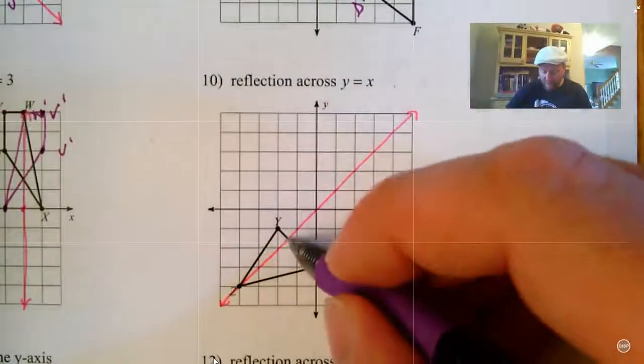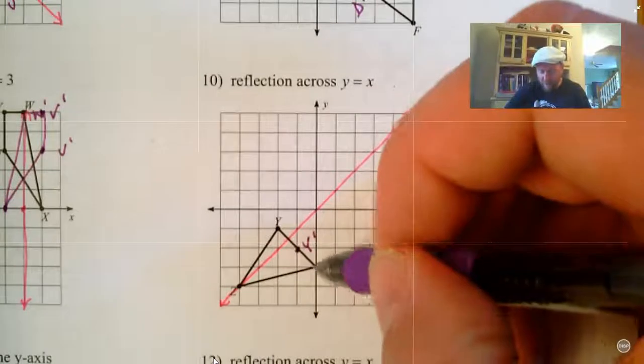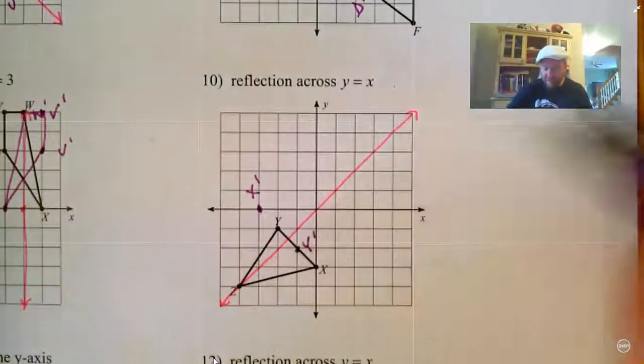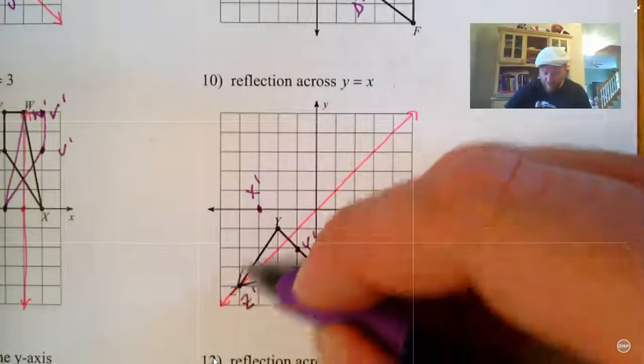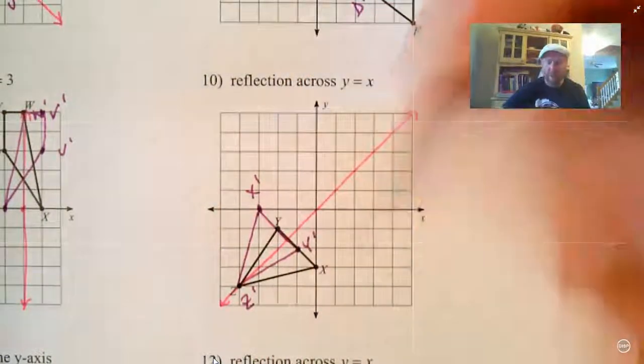So anyways, half a diagonal over here. So y prime, half a diagonal over here. X, diagonal and a half. X prime, diagonal and a half. Z is right there on the line, so it doesn't change. Z prime's right on top of it. And we just connect the points. And there we go.